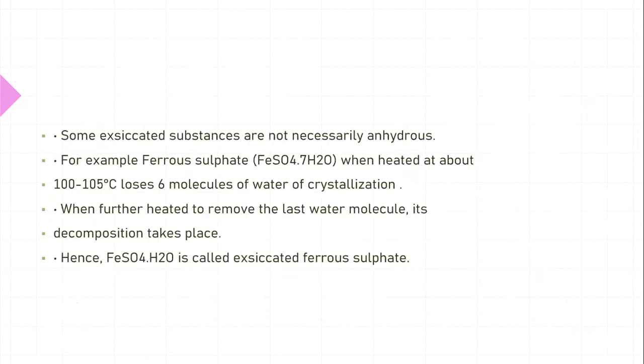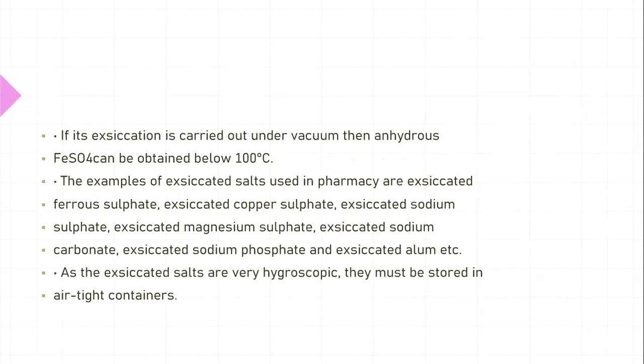Some exsiccated substances are not necessarily anhydrous. For example, ferrous sulfate, when heated at about 100 to 105 degrees centigrade, loses 6 molecules of water of crystallization. When further heated to remove the last water molecule, its decomposition takes place. Hence, ferrous sulfate with 1 molecule of water is called exsiccated ferrous sulfate. If exsiccation is carried out under vacuum, then anhydrous ferrous sulfate can be obtained below 100 degrees centigrade as well.